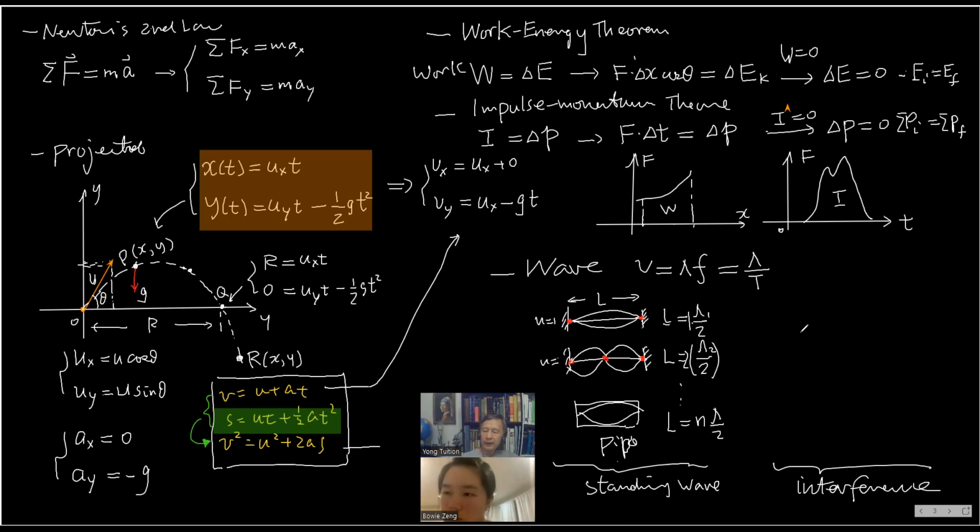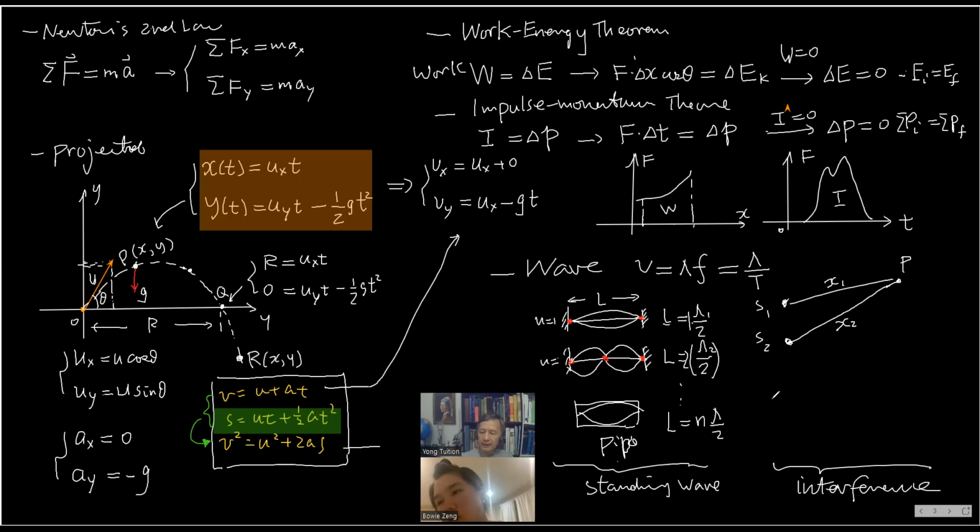Interference is that if you have two sources, can you see S1, S2, and they emit the wave. It's called a coherent wave. They join together at P, right? Their travel distance is called path length. Can we call the path lengths x1, x2? There are two sources.